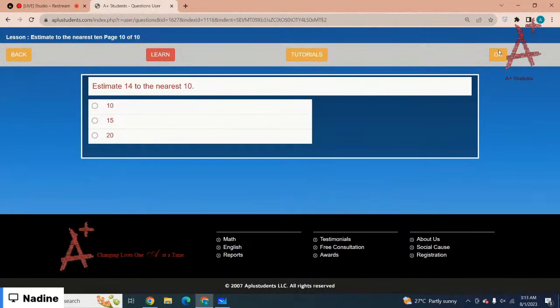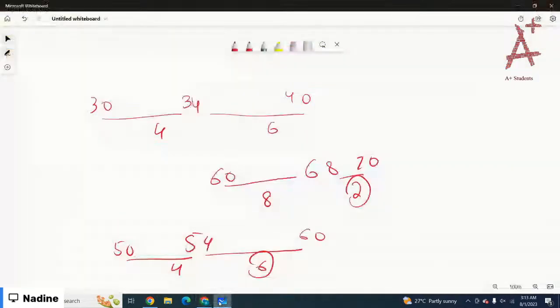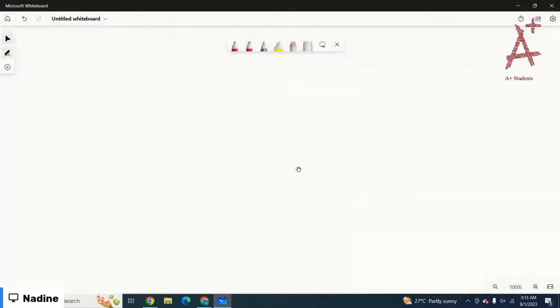Estimate 14 to the nearest 10, which is the correct option? 14 is between 10 and 20, greater than 10 and less than 20. From 10 to 14, 14 is just four numbers away from 10 and six numbers away from 20. That means 14 is near to 10.